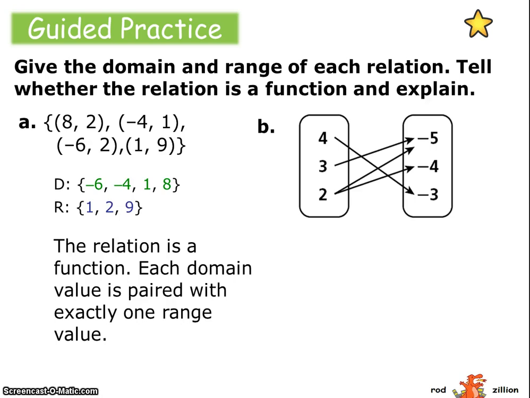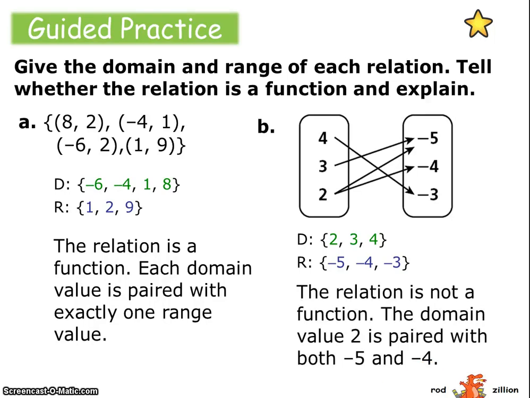In letter B, your domain is given as 2, 3, and 4, and your range is -5, -4, -3. Now, the trouble with this one is, of course, that 2 appears to be assigned a range value of -5 and a range value of -4, and that's not going to work. That's not a function. The domain value 2 is paired with both -5 and -4. Not a function.